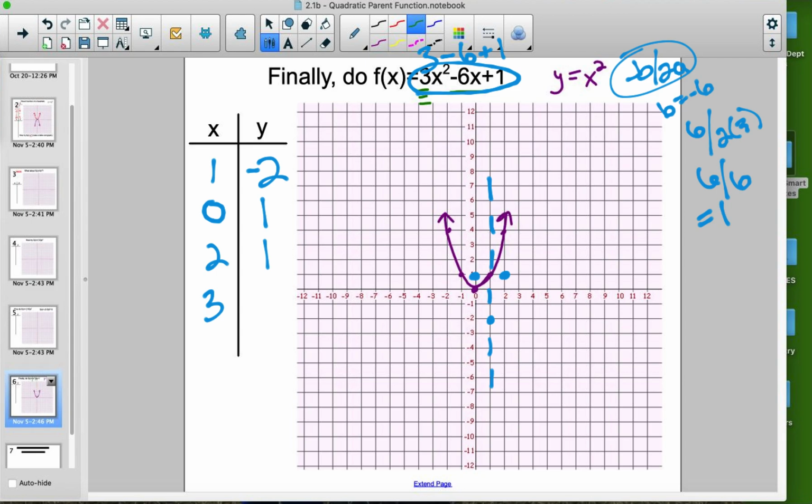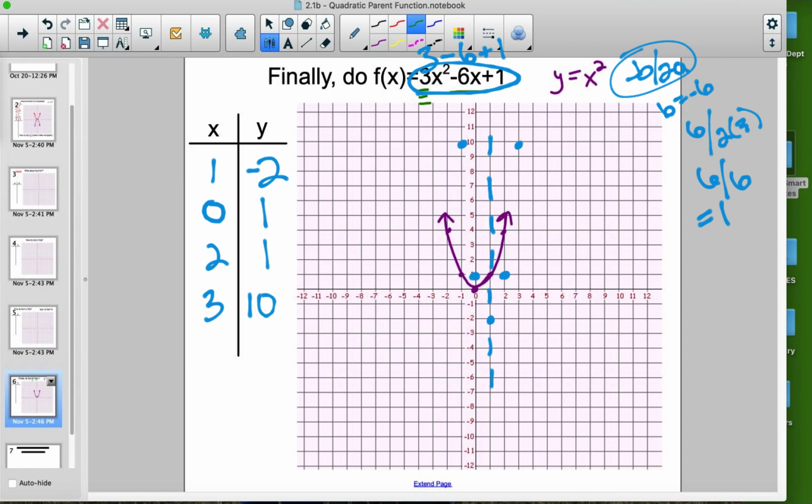So again, if I plug in 3 into this x and this x, 3 squared is 9. So 3 times 9 is 27, minus 6 times 3. So 27 minus 18 is going to give me 9, and 9 plus 1 is 10. So I get (3, 10). And again, using this axis of symmetry, that's also going to give me (negative 1, 10) because I basically just bounced to the other side of that line.